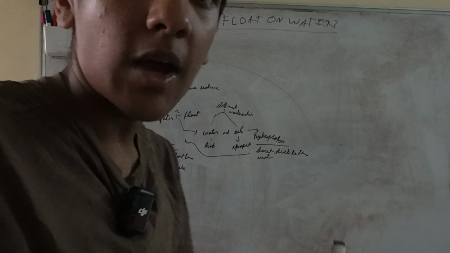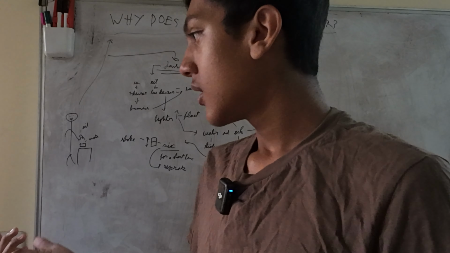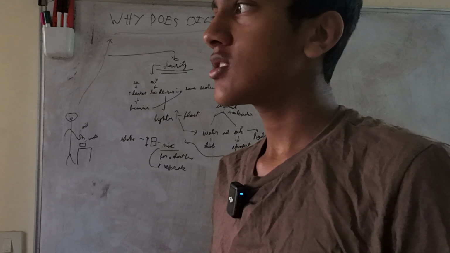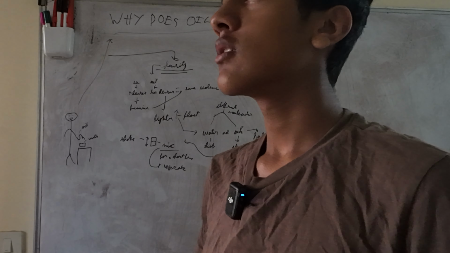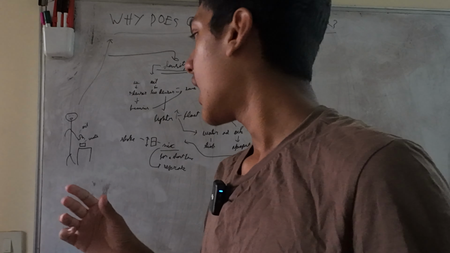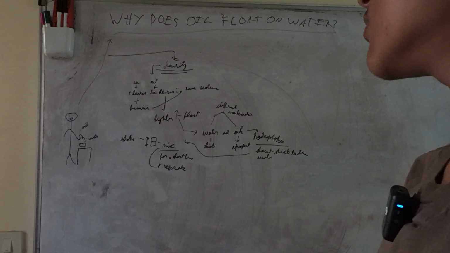So let's say one day you're in the kitchen cooking something, and you accidentally spill some cooking oil into some water. As you observe, you see the oil slowly but surely make its way to the top, and it does not mix with the water. But why does it do that?